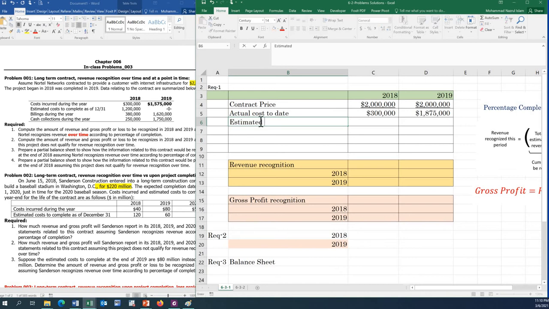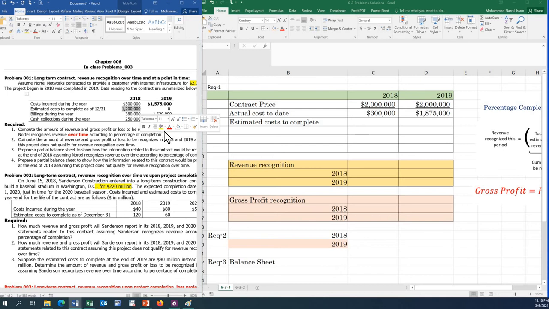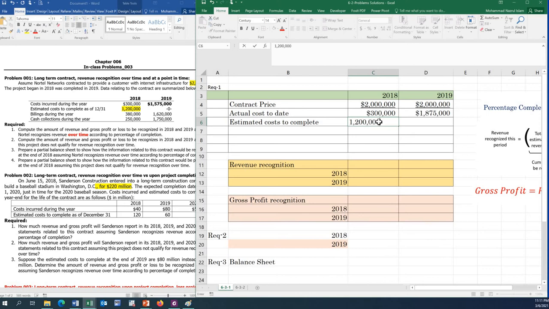Okay, and then estimated cost to complete. The estimated cost to complete is given as 1,200,000 in 2018, and nothing in 2019, just a zero. Okay, so underline. So total cost.